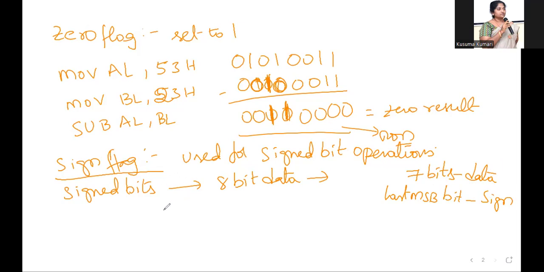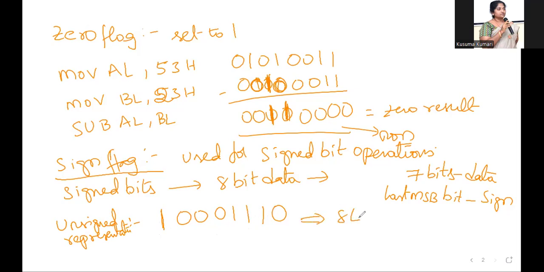For example, one signed number I am writing: 1 0 0 0 1 1 1 0. It is an 8-bit number. Normally in unsigned representation, what is this number? This is 8 and this is E. This is 8E hexa.